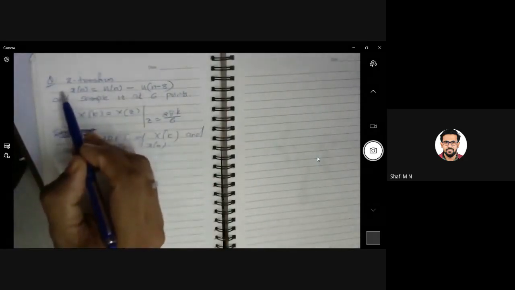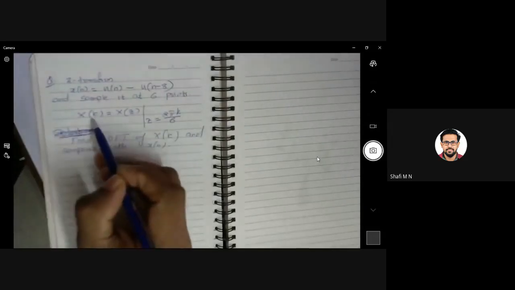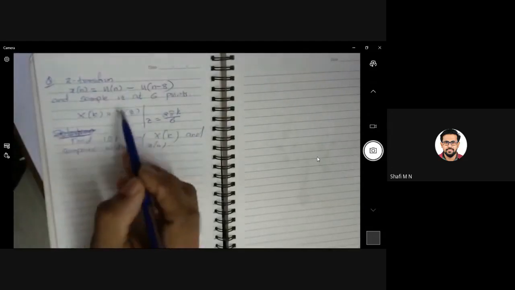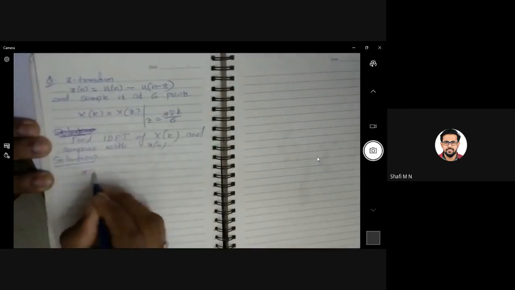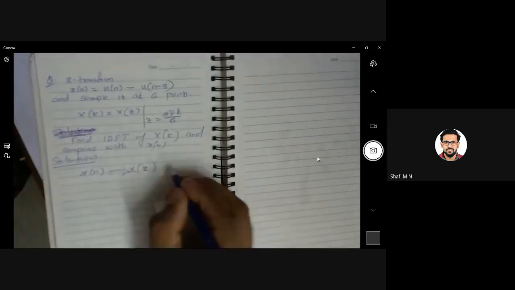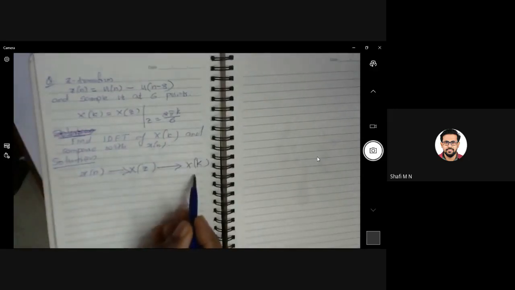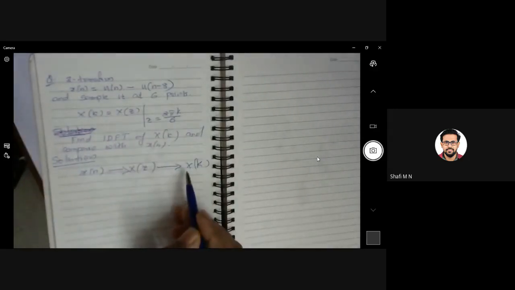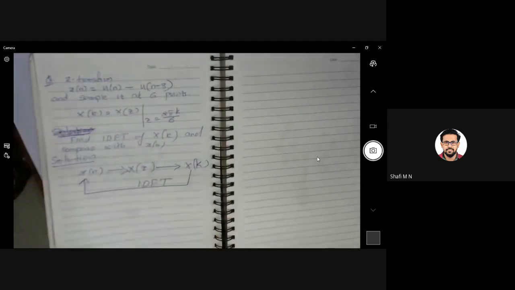Sir, can you tell the question once overall? Let me say it once more. A sequence x of n is given to you, right? You have to find DFT, and you have to do it using Z transform. So first, let me note the pattern here. X of n is given to you. First you have to find x of z, right? Then you sample it so that you will get x of k. Take x of z, sample it, you will get x of k. Now you find inverse DFT. You take IDFT.